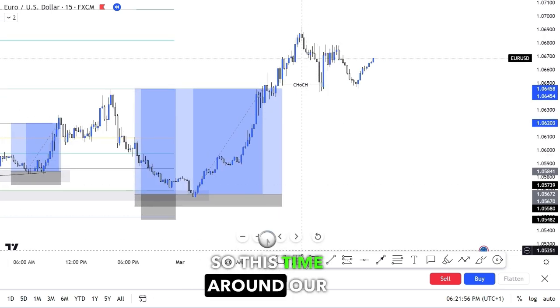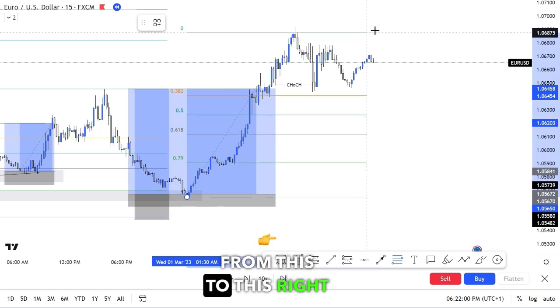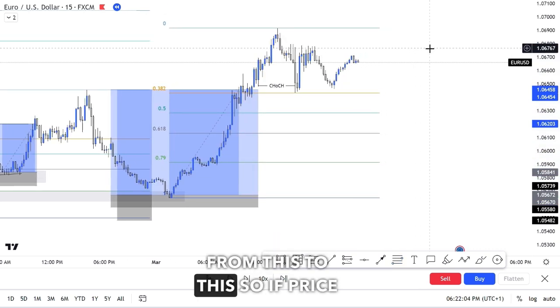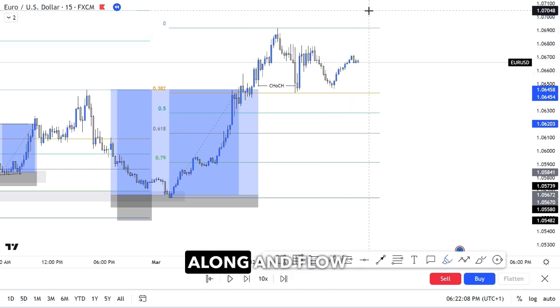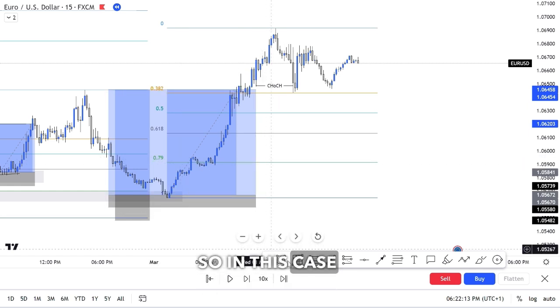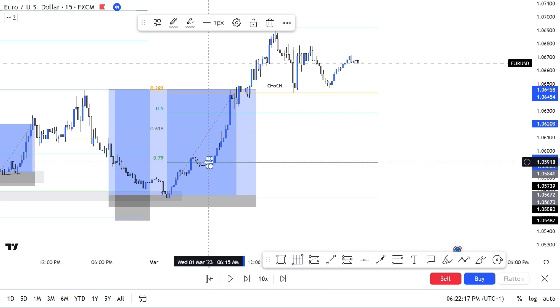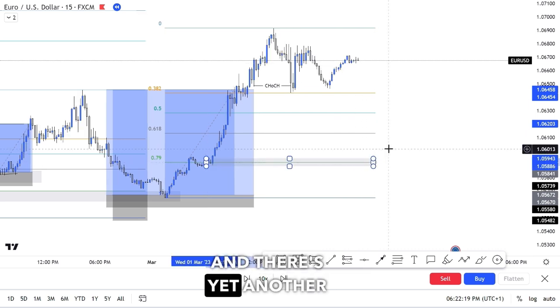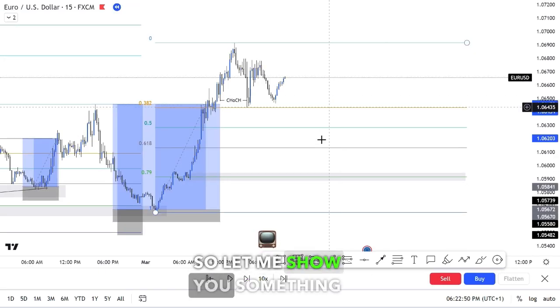So this time around, our fib has to be from where? From this to this, right? So if price decides to take this high, we have to pull our fib along and flow along with it. Otherwise, we just stay put. So in this case, we have what? This is a valid zone. We can look for entry, and there's yet another thing I want to show. Okay, so let me show you something else.